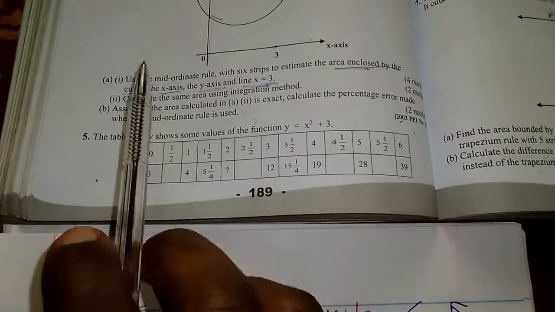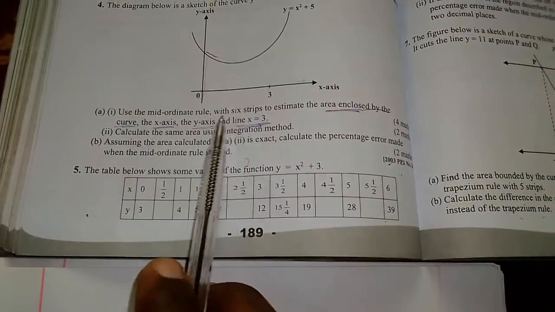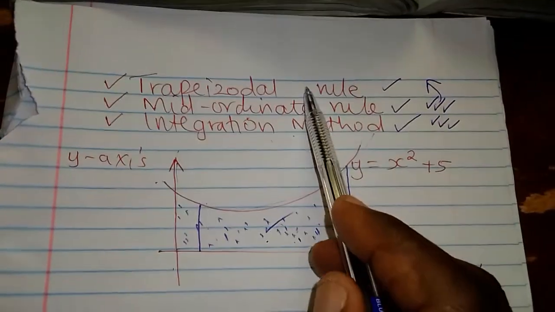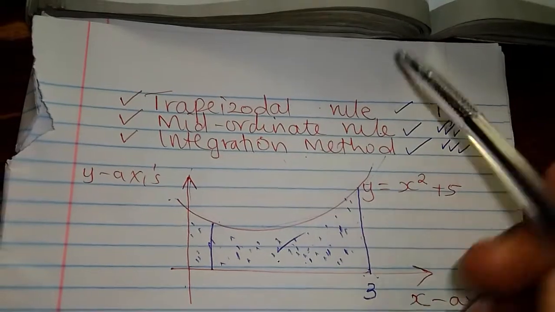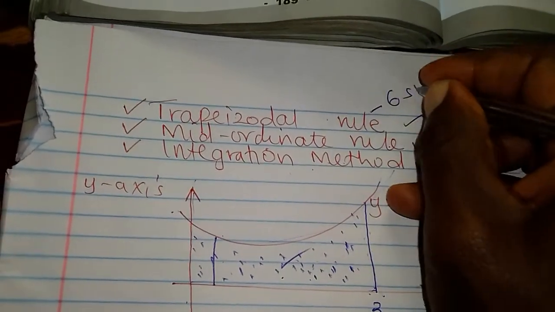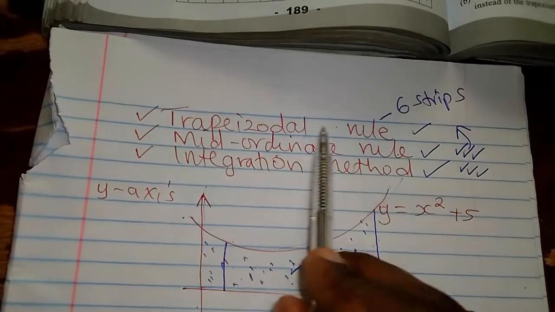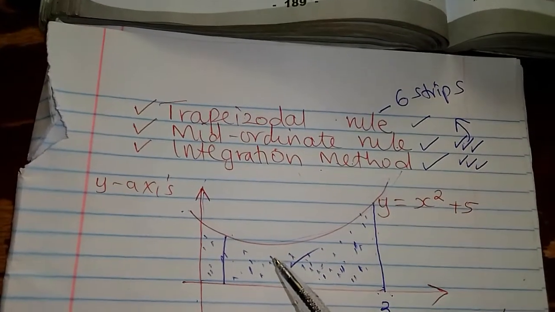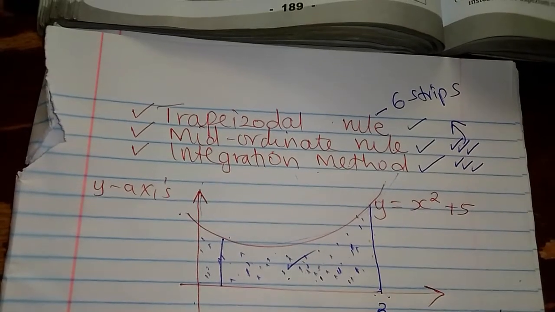The question says, using the mid-ordinate rule with 6 strips, and because I want to use the trapezoidal rule, for the purposes of accuracy, I will as well use 6 strips in as far as the trapezoidal rule is concerned, also to know how much in terms of the area will fall under this curve. So I'm going to draw 6 strips.